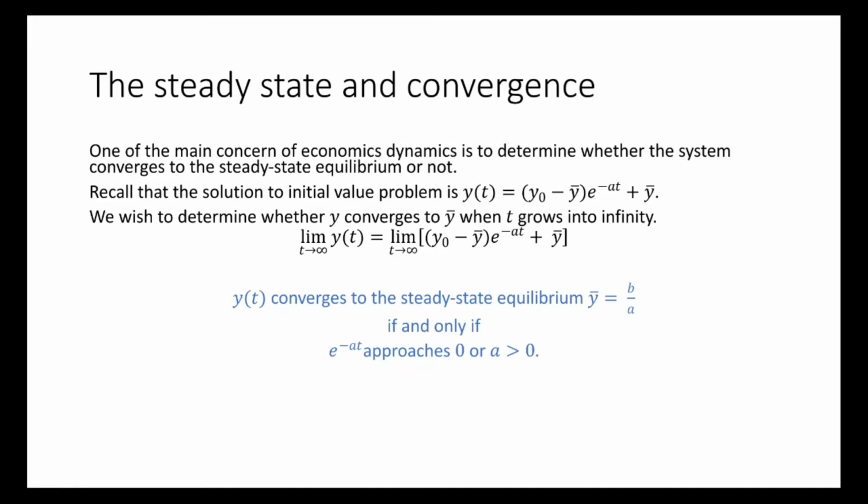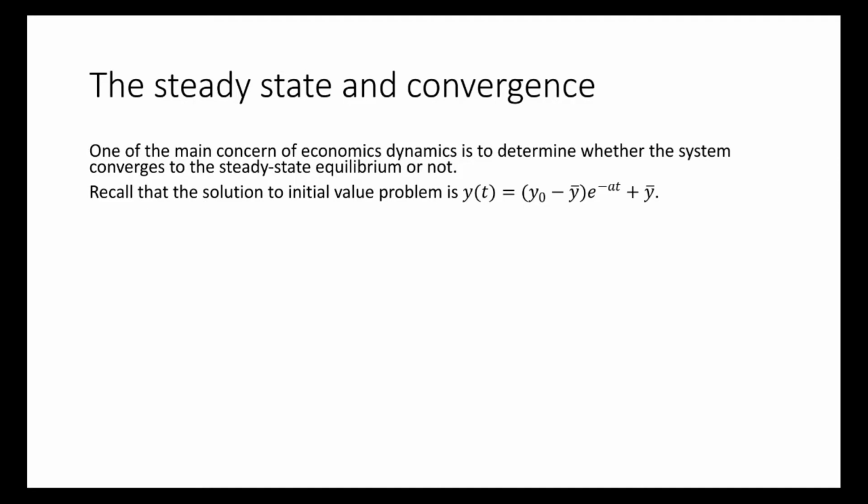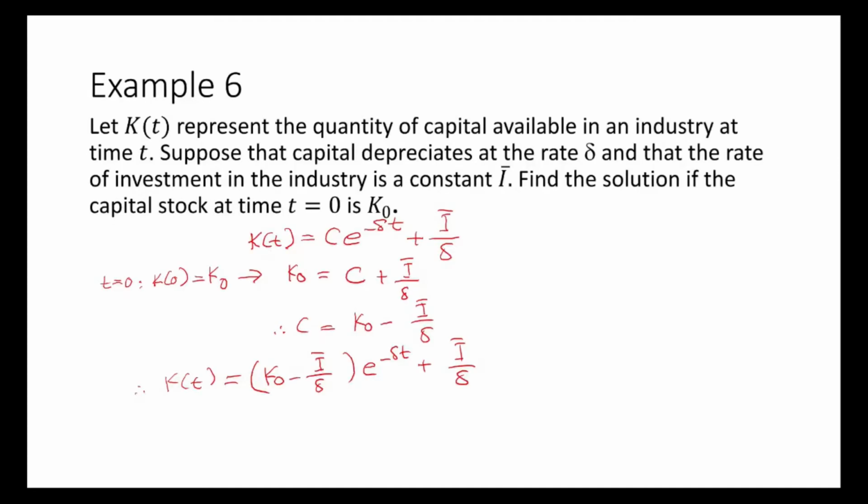So now, the question: what is example 6? Let's go back. This is the equation. Remember, the system will converge to the steady state value when A is positive, when A is positive.